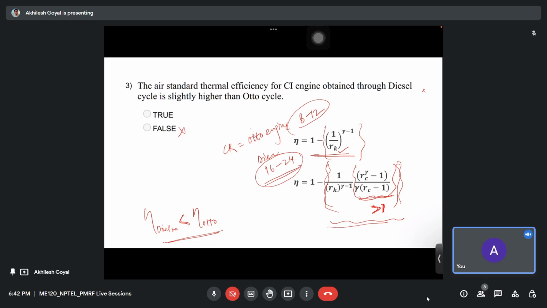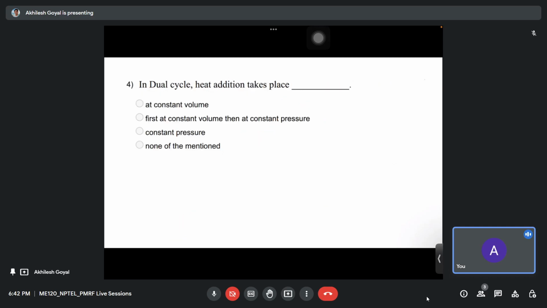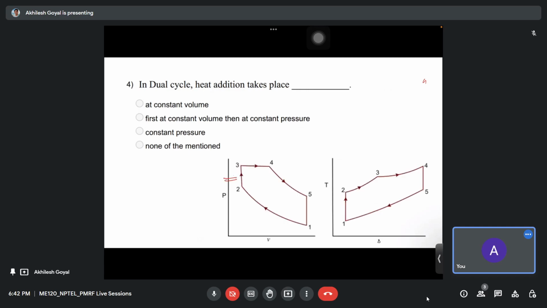So the next question here is, in dual cycle heat addition takes place. So we talked about dual cycle. In dual cycle, the heat addition takes place first here, Q11, and then here, Q12. So first at constant volume, and then constant pressure. At constant volume, no. At constant pressure, no. So first at constant volume, then constant pressure. So the second one is the right answer. Let's move to the next question.